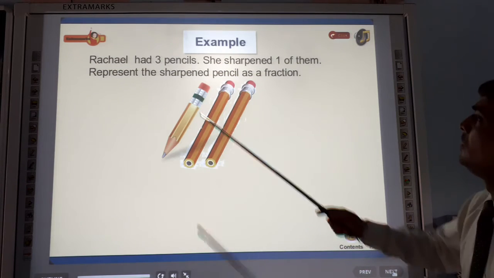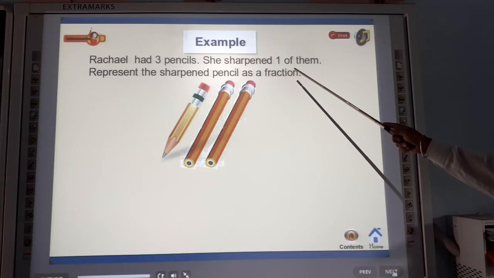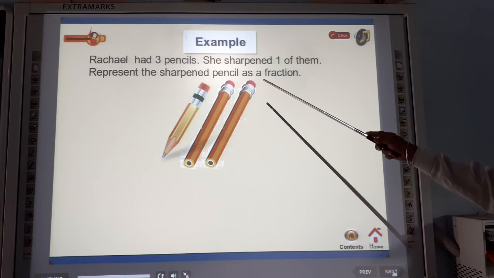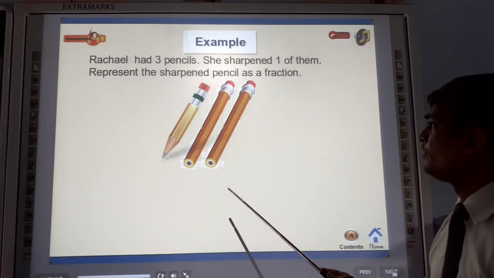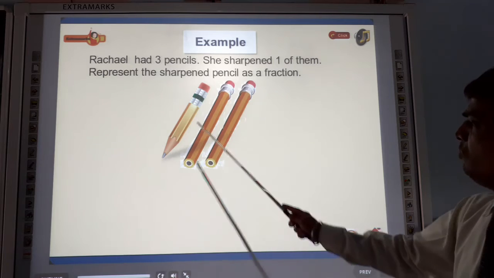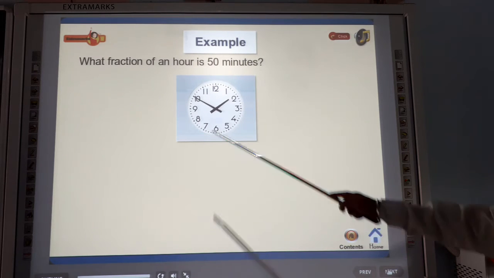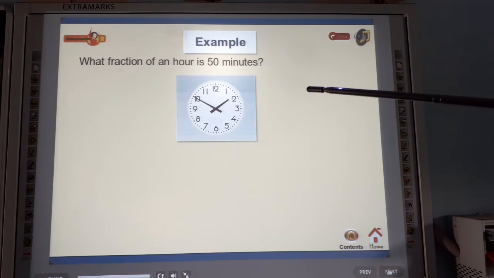Now next example, Rachel had 3 pencils. She sharpened one of them. Represent the sharpened pencil as a fraction. Total number of pencils 3 and sharpened pencil is 1. So the fraction is 1 upon 3. Now next example, what fraction of an hour is 50 minutes?